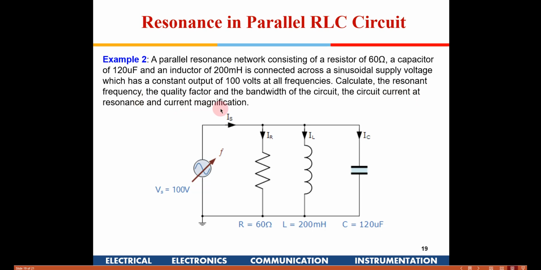What is current magnification? At resonance you have some current going in IR. So Q times the current is going to flow in IL and IC. Like in series, we had Q times the voltage being developed across L and C. Similarly, here we will have Q times the current of IR flowing into IL and IC. So that is known as the current magnification.